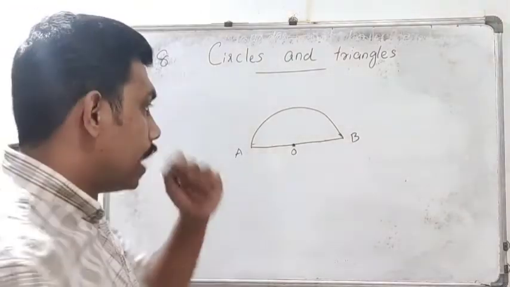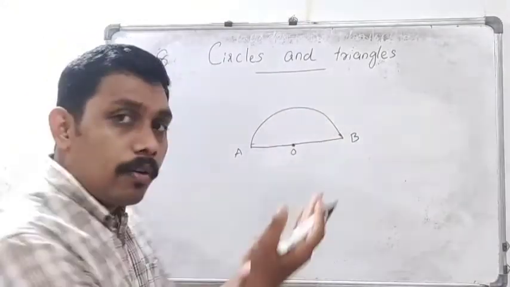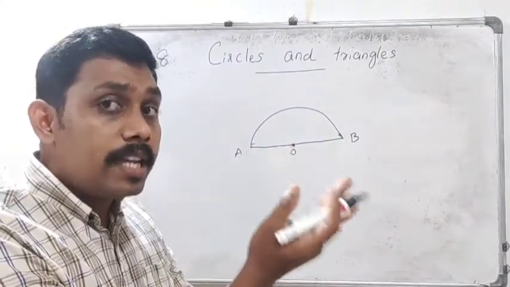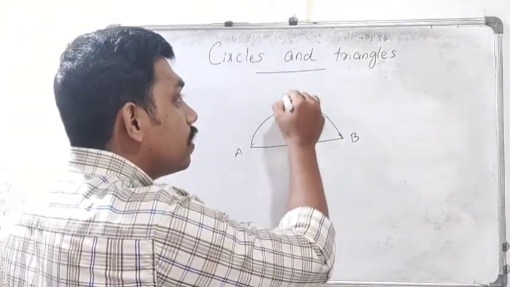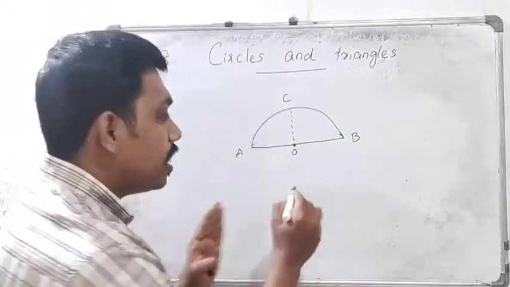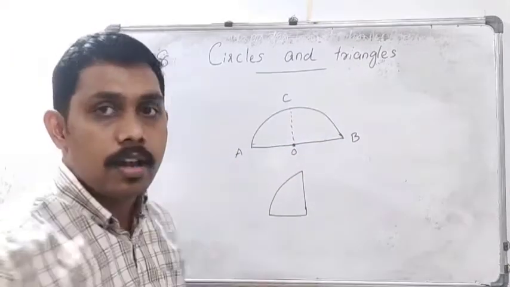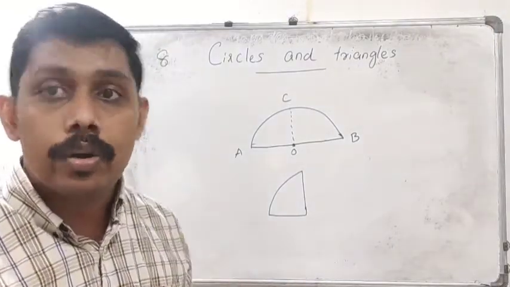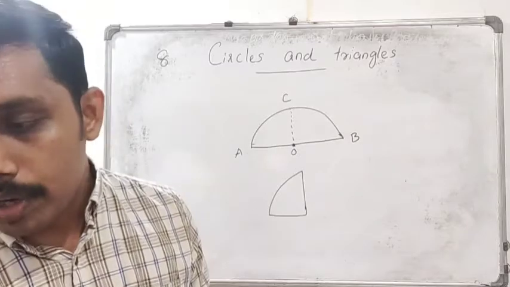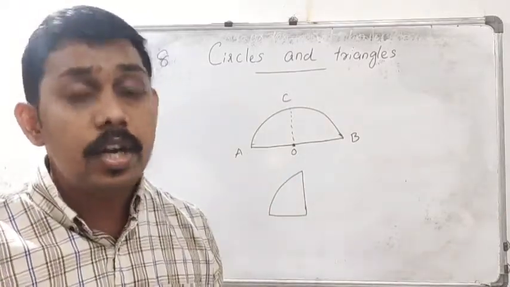And again we can fold this by its radius with the B. Then it becomes what? 1/4 of the circle. That means what? Quadrant. Quarter of a circle, that is called a quadrant.